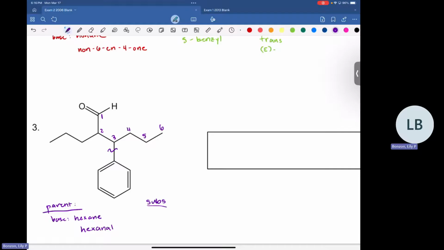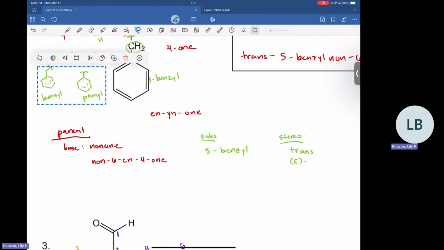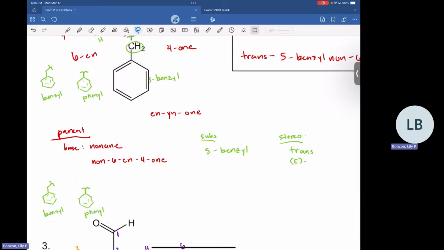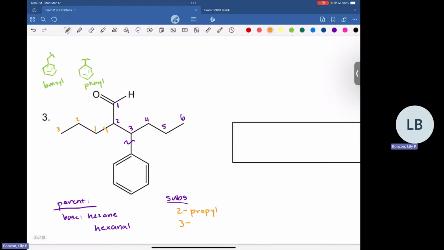All right. For our subs, we have a group coming off of carbon 2. So 1, 2, 3. That's just a regular propyl group, and that's coming off of carbon 2 on the main chain. So we've got 2-propyl. We have a benzene at carbon 3. And so again, looking back, benzyl versus phenyl. In this case, the benzene is coming straight off of that main chain. There's not a CH2 in between. So this one is going to be a phenyl.